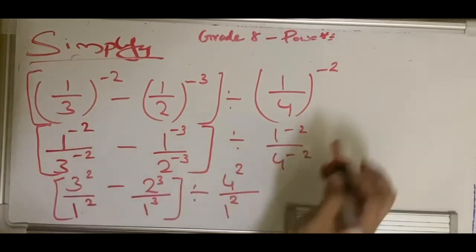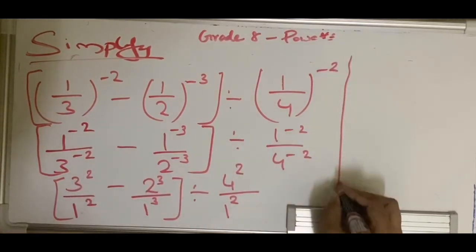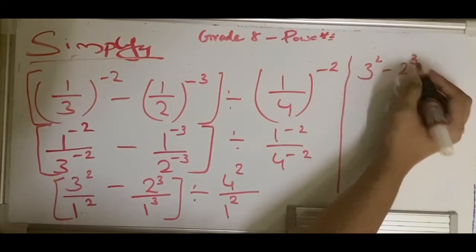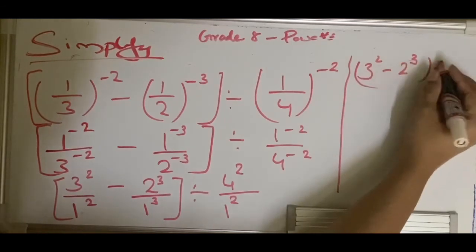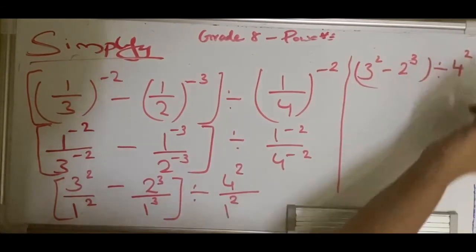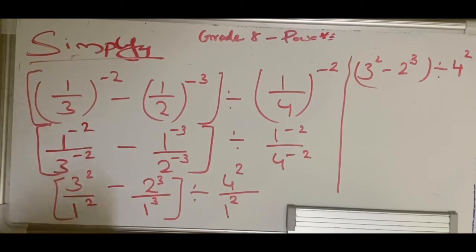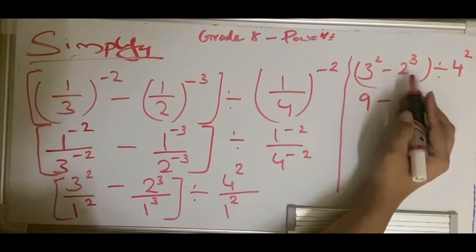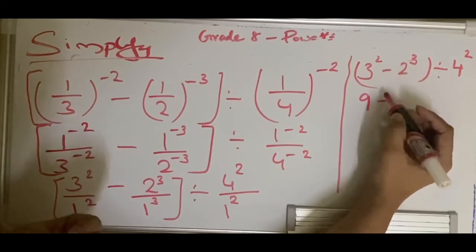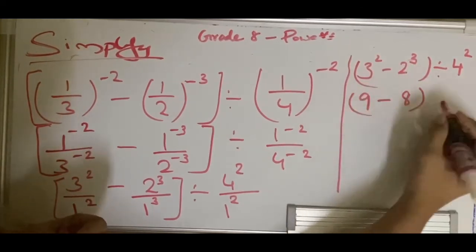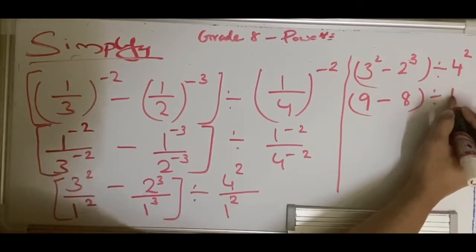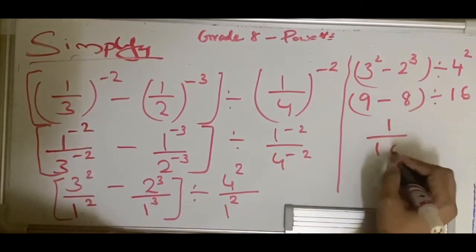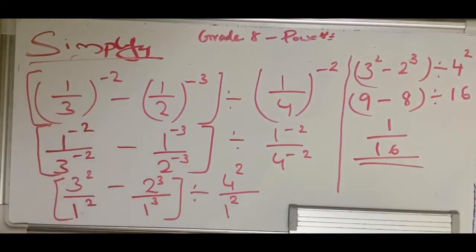So now our question is very simple. If we remove that 1, our question is 3 square minus 2 cube divide by 4 square. And 3 square, we know that 3 square is 9, right? 3 times 3 is 9 minus 2 cube is 2 times 2 is 4, 4 times 2 is 8. Divide by 4 square is 4 times 4 is 16. And 9 minus 8 is 1. 1 over 16 would be our final answer here.